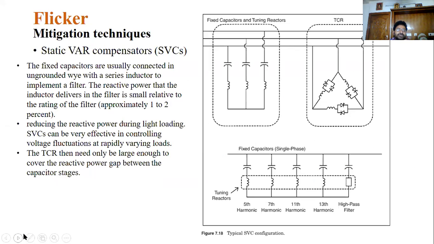Now see this. This is the static var compensator. See this static var compensator. This SVC is nothing but a TCR, a combination of some TCRs. Now see this TCR diagram, and how this SVC is connected to the line.